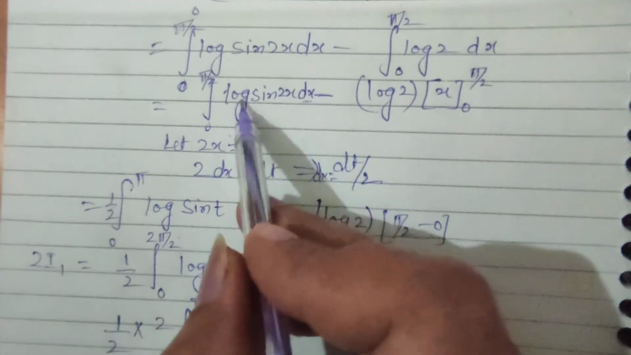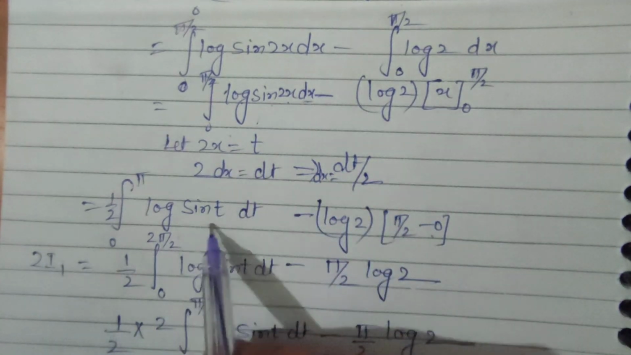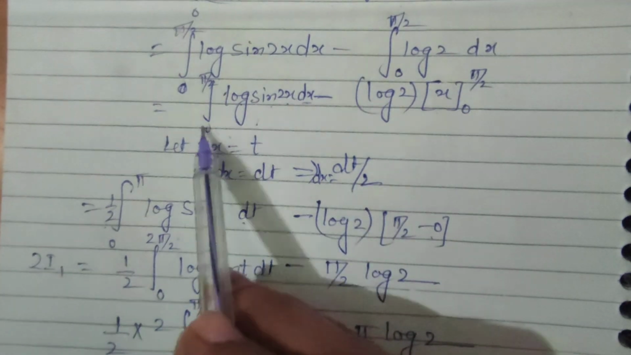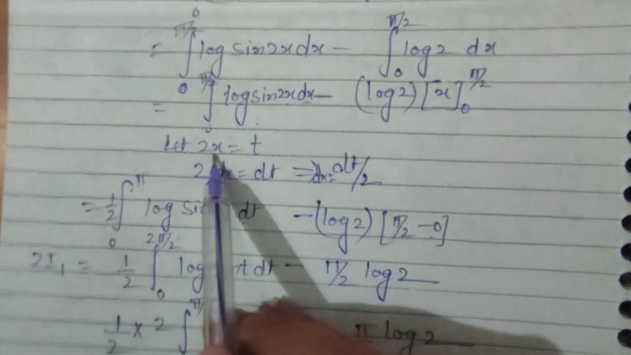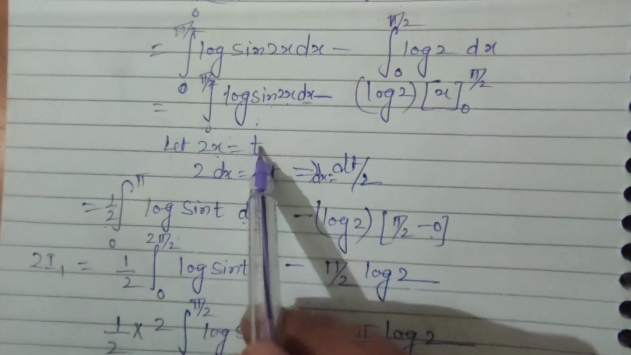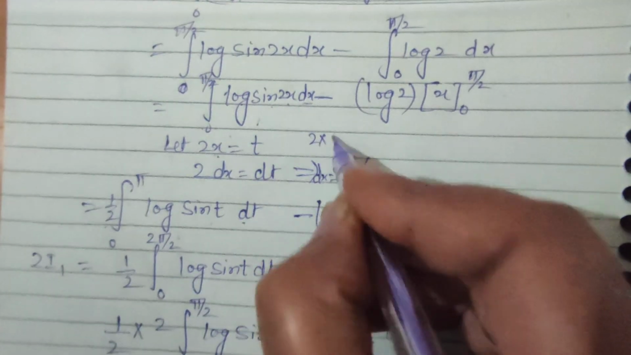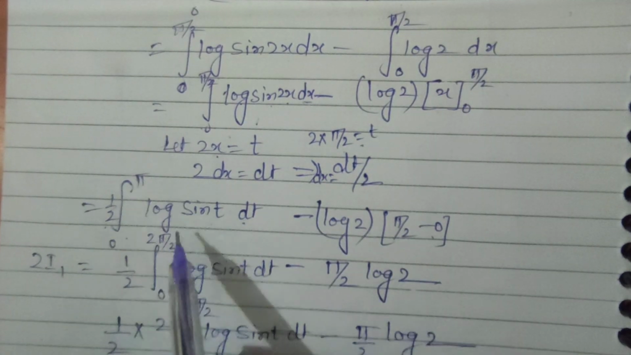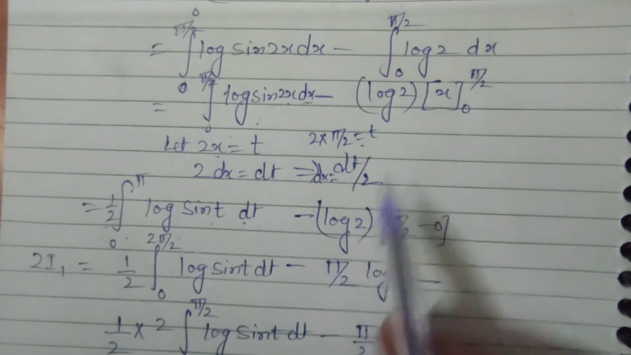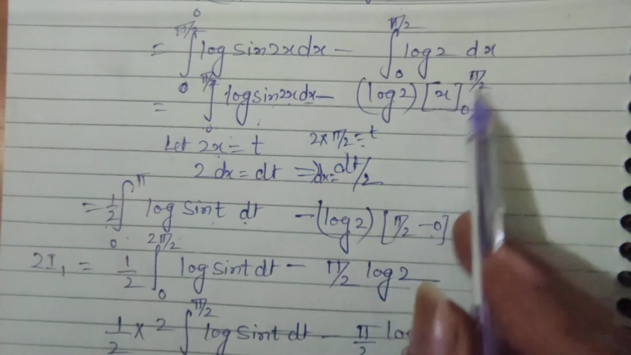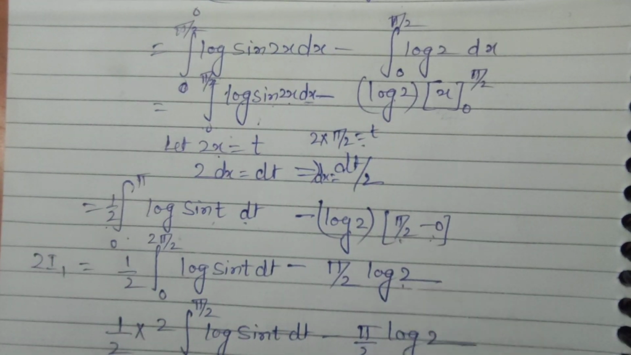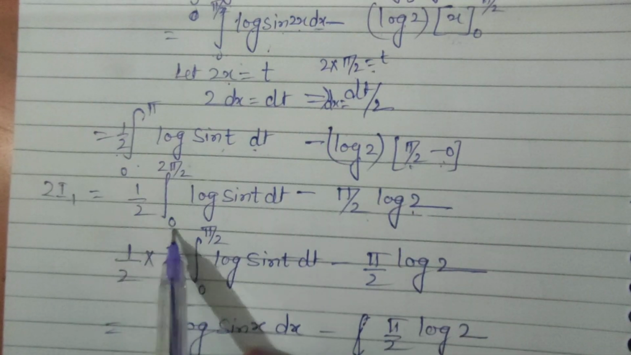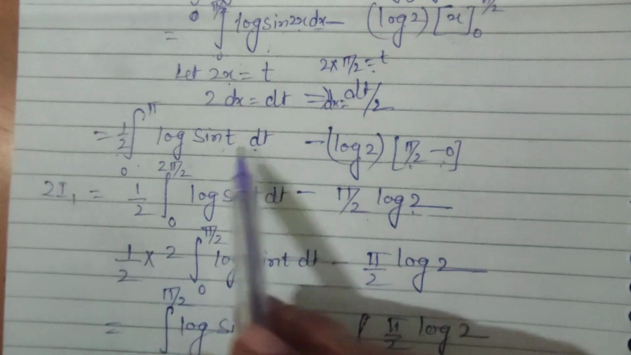Clear? So it is log sin t dt upon 2. But we will change the limit also, because if x is 0, then t will be 0. If x is pi by 2, it is 2 into pi by 2, so t will be pi. So it is 0 to pi log sin t dt. Minus log 2 as it is, we put the limit in this, pi by 2 minus 0, so it is pi by 2 log 2. So look at this, this is half of the integral from 0 to pi of log sin t dt.